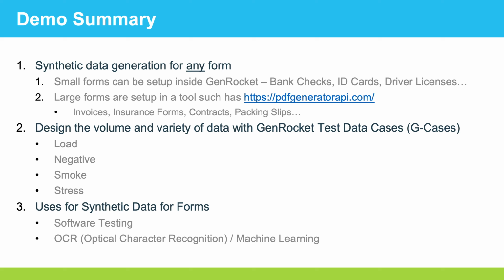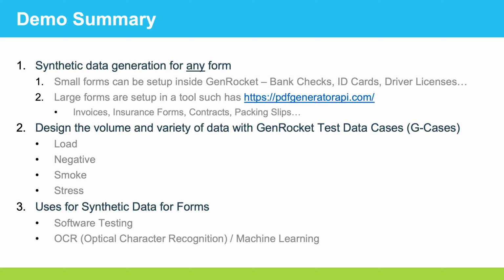GenRocket offers the ability to generate synthetic data for any form. Small forms can be set up directly inside of GenRocket. We've added some tools to do that. So if you're thinking about an ID card or driver license or a bank check, those can be set up directly inside of GenRocket. And if it's a larger form, there are a number of tools in the marketplace. One of them is on the screen there, PDF Generator API. And GenRocket can talk directly over that API.